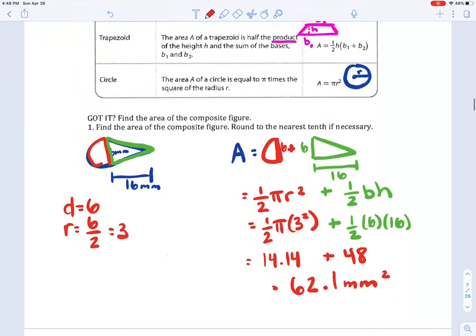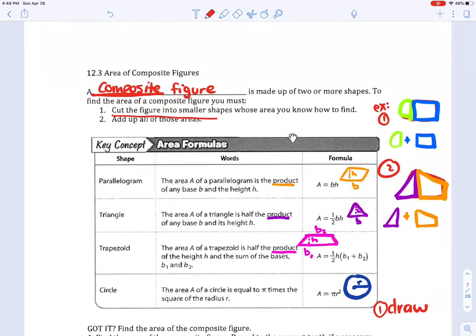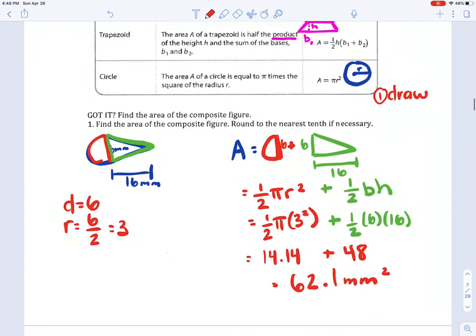So if I had to break this down into steps, I would first draw out what you have. Break it up into pieces, just like I said up here. Cut the figure into smaller shapes. Number 2, write out your formulas, like we did. And number 3, use your calculator.